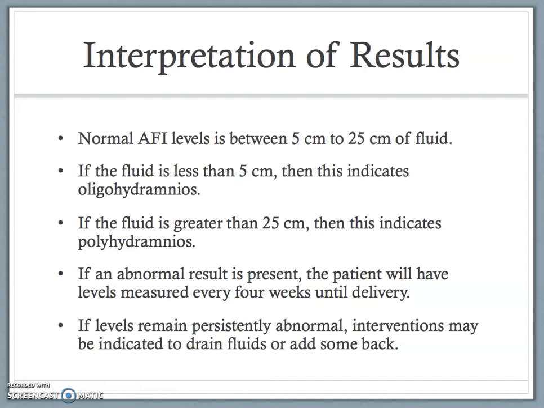Normal AFI levels are between 5 to 25 cms of fluid. If the fluid is less than 5 cms, then this indicates oligohydramnios. If the fluid is greater than 25 cms, then this indicates polyhydramnios. If an abnormal result is present, the patient will have levels measured every 4 weeks until delivery. If levels remain persistently abnormal, interventions may be indicated to drain fluids or add some back. For oligo, an amnio infusion or amniocentesis can be done to add fluids, and for polyhydramnios, Indocin can be given or an amniocentesis to drain fluids can be provided.